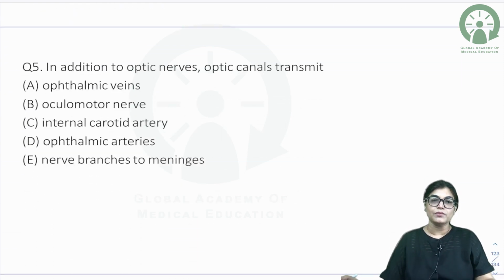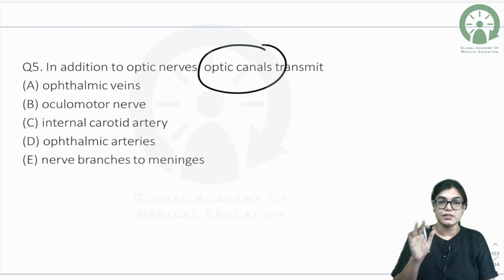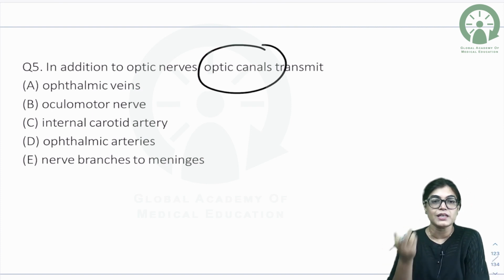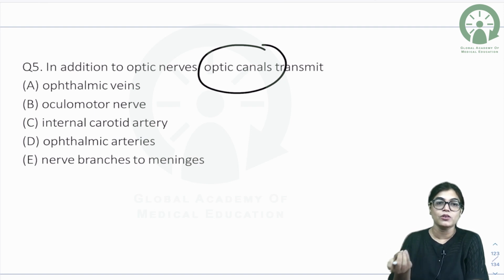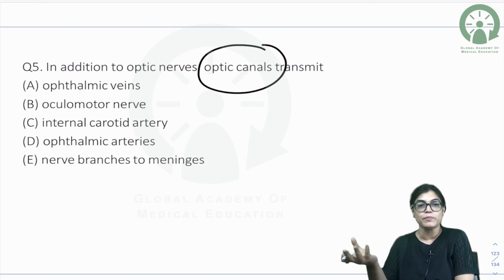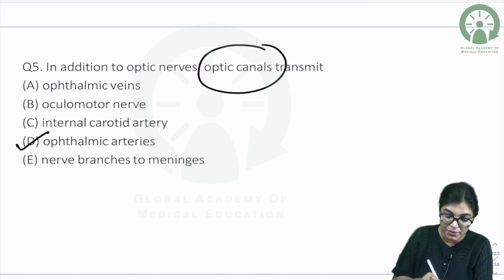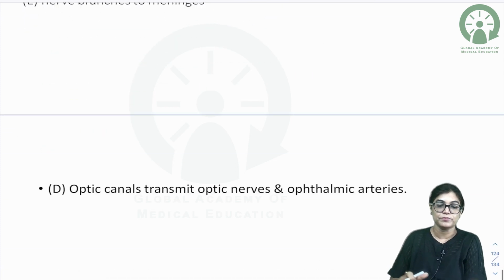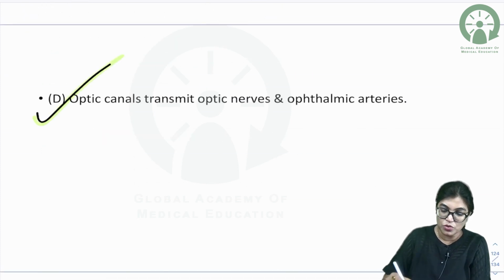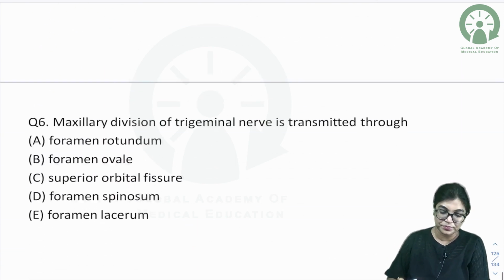In addition to optic nerve, optic canal transmit which other structure? We know that through the optic canal, two structures are passing. One is the optic nerve, another is, whether it is third cranial nerve, oculomotor, internal carotid, nerve branches to meninges or ophthalmic artery. My dear, the correct answer is ophthalmic artery. So, optic canal transmits two structures, optic nerve and ophthalmic artery.